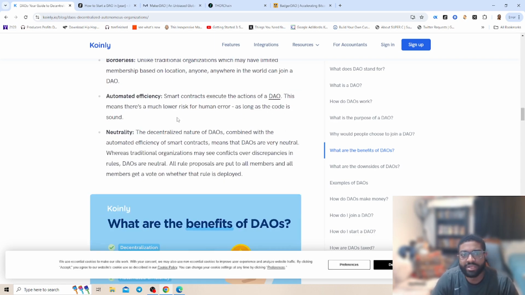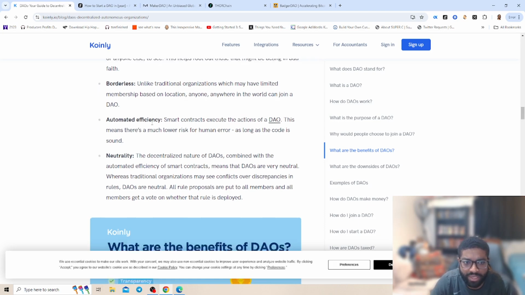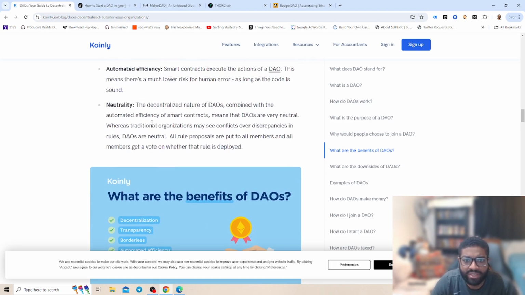So it has borderless, automated efficiency. Let's read a little bit of this. Smart contracts execute the actions of a DAO. This means there is much lower risk of human error as long as the code is sound. And then you have borderless, where people can join from all over the world, parts of different countries they may not have ever been to. Unlike traditional organizations, which have limited membership based on location, anyone in the world can join a DAO. And neutrality: given the decentralized nature of DAOs, whereas traditional organizations may see conflicts over discrepancies in rules, DAOs are all neutral.